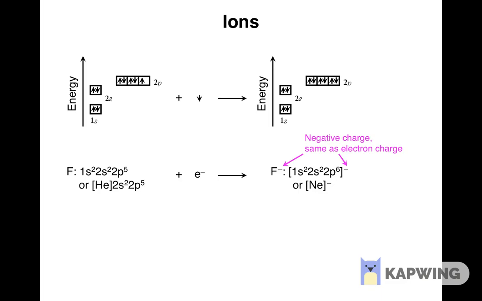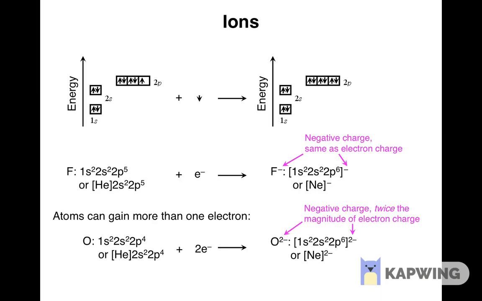If an oxygen atom gains 2 extra electrons, it becomes an O2- anion, where the superscript 2- indicates that the ion has a negative charge equal to twice the charge of an electron. This ion also has 10 electrons, but it still has 8 protons in its nucleus, so it is an oxygen anion.